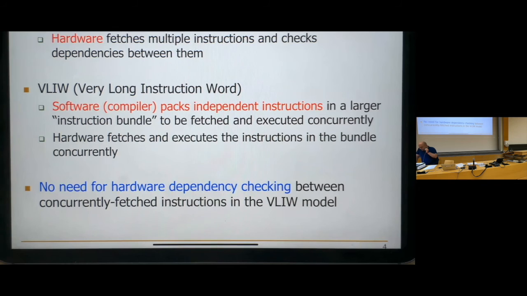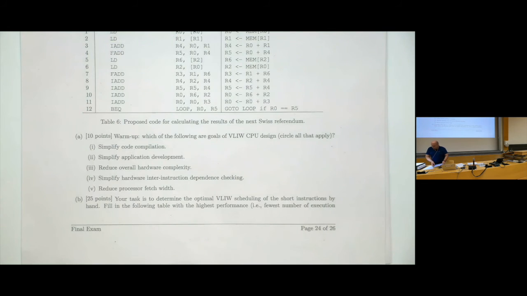Yes, so a couple of slides back, we also have these important sentences. The hardware fetches and executes the instructions in the bundle concurrently. And crucially also, there is no need for hardware dependency checking. Keep in mind, this is because the compiler itself is taking care of this for you. So there is no dependency checking on the hardware between concurrently fetched instructions in the VLIW model. So with this in mind, I think we can come back to our warm-up question here.